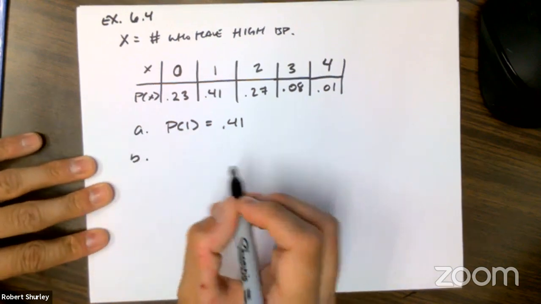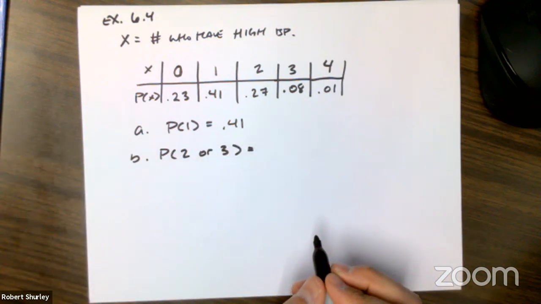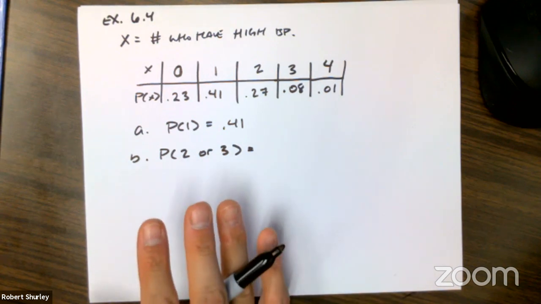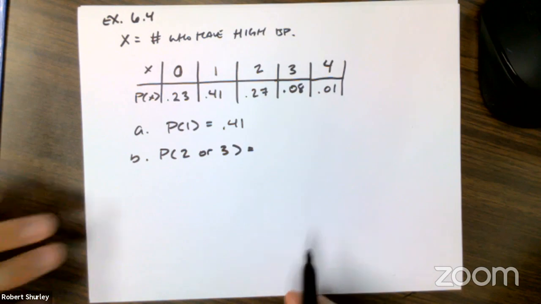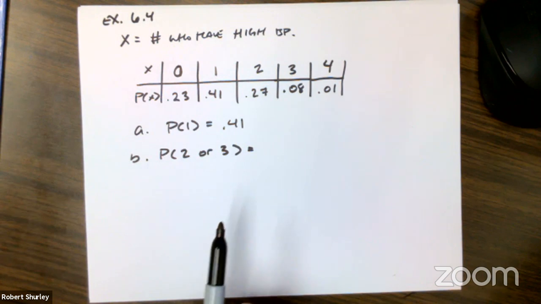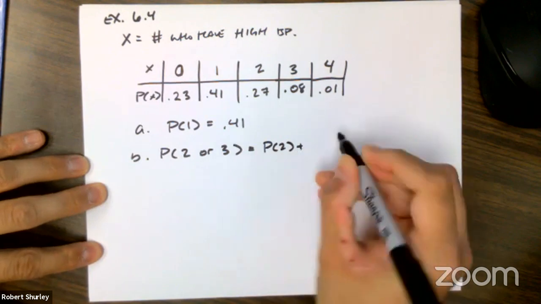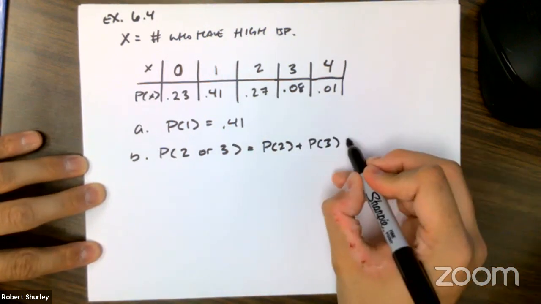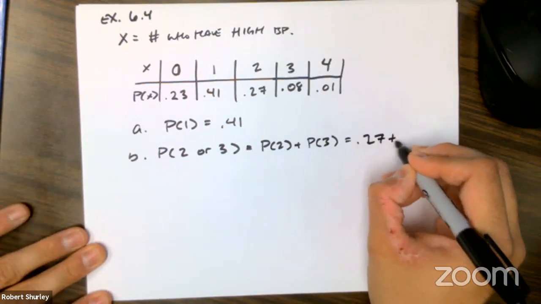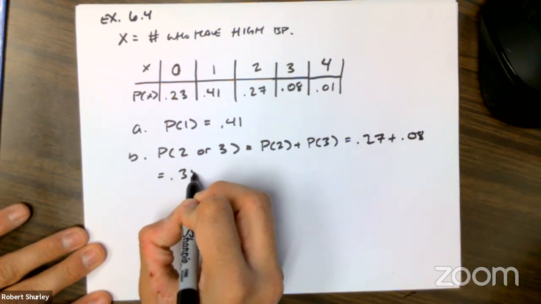Part B says, what's the probability of 2 or 3? Now look, 2 and 3 are mutually exclusive, so we can just add them together. Because they're mutually exclusive, remember the Venn diagram stuff, there's no overlap here. We can't have 1 and 2 happening at the same time. That doesn't really make sense. So you just add these together: 0.27 plus 0.08, and you wind up with 0.35.